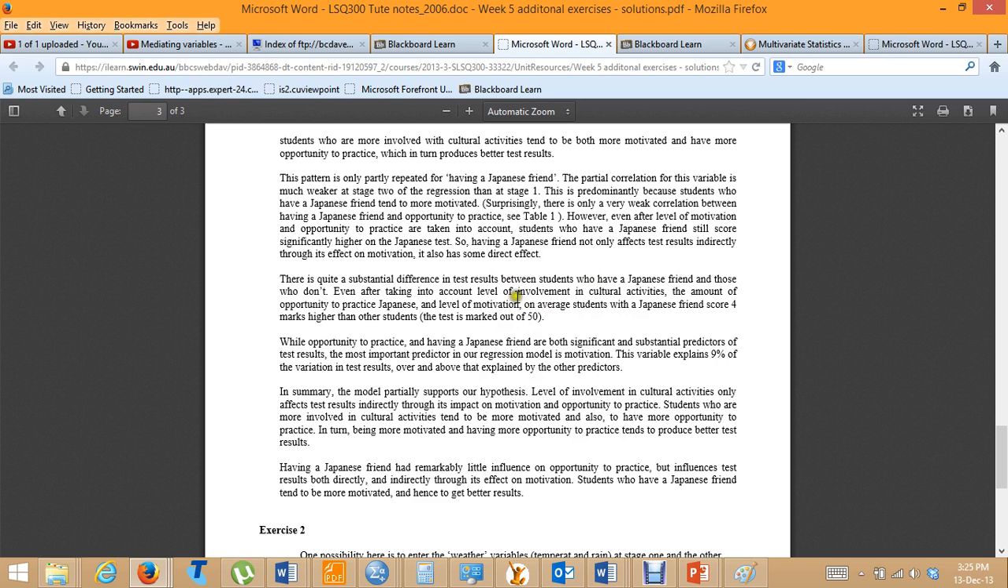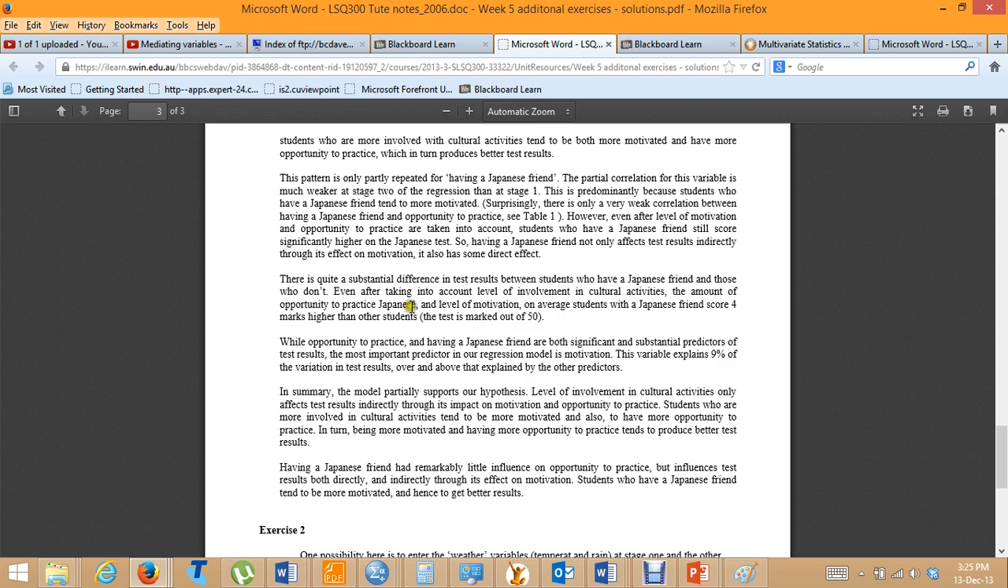So this is just adding a little bit more information about the impact of having a Japanese friend, because having a Japanese friend remains significant at stage 2. We're just talking about how the hypothesis is supported, and this is saying that, however, having a Japanese friend still has an impact on the relationship with performance on the oral test, even after controlling for the mediating variables and cultural involvement.